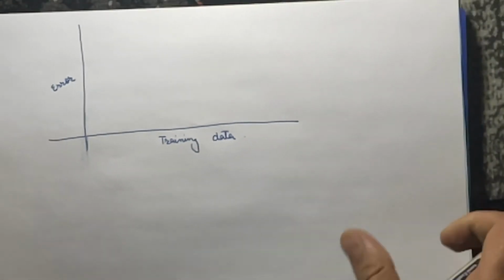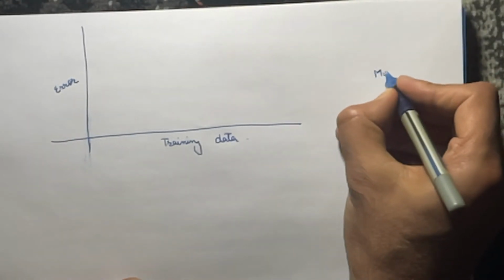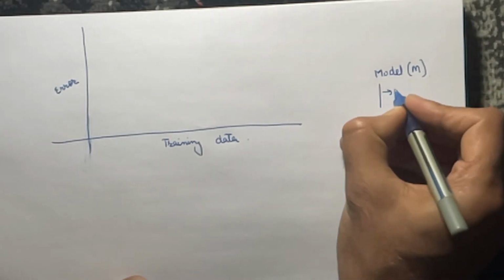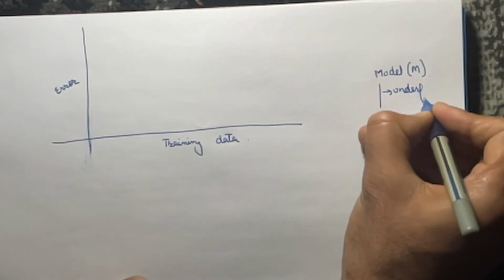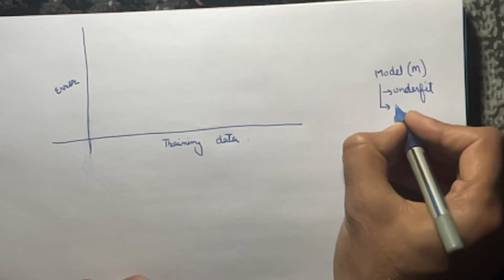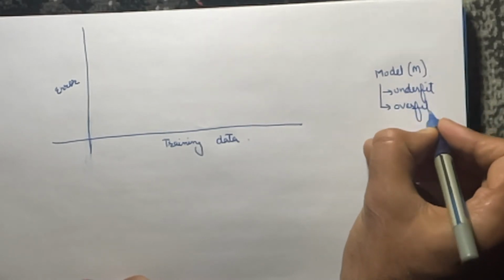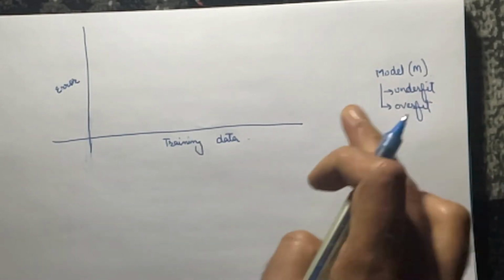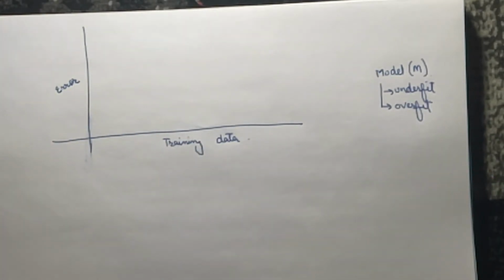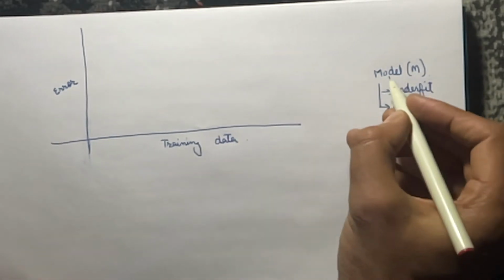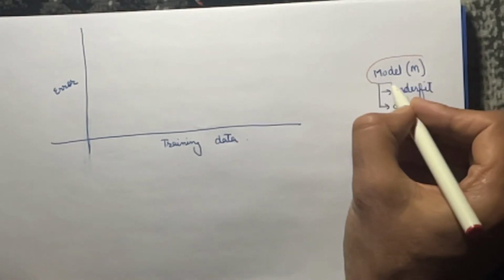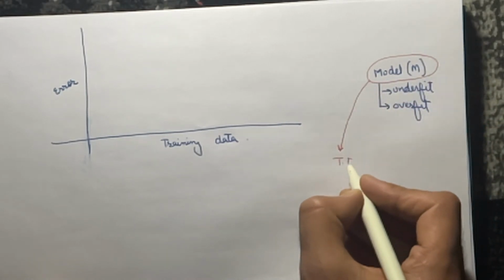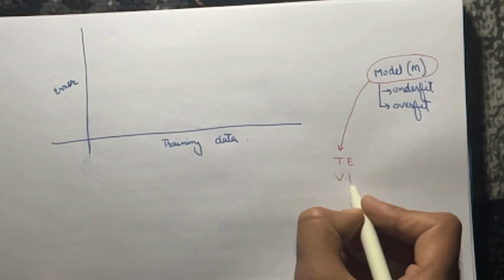Okay, so we have this model M and we have to check whether it is overfitting or underfitting. Let's assume this model is underfitting. Then we will plot some curves. So what curves? We will first find the errors of this model, the training error and the validation error.